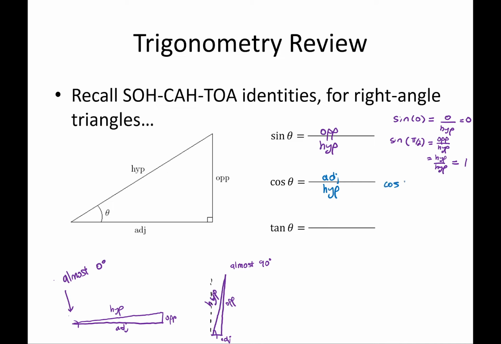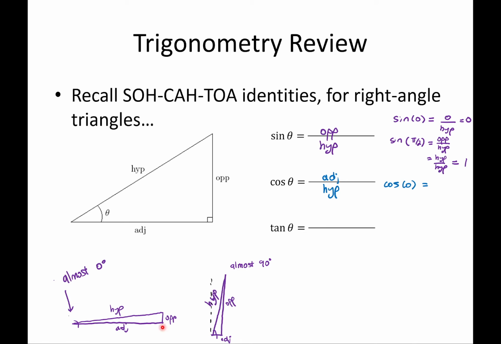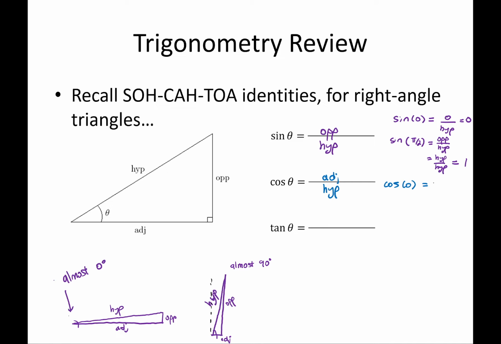So for the very small, cos of 0, let's look at our picture again. The opposite shrinks down to nothing when the angle gets very small. But look what happens to the adjacent. So imagine scrunching that angle down even further. The hypotenuse and the adjacent are going to squish right on top of each other. So the cosine of 0, we're going to have adjacent over hypotenuse, which is hypotenuse over hypotenuse, which is 1.